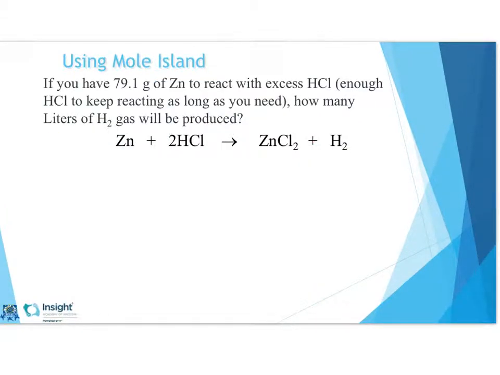Alright, so let's do some practice here. If you have 79.1 grams of zinc to react with excess hydrochloric acid, this is one way of telling you zinc is your limiting reactant. How many liters of hydrogen gas will be produced? So step 1, we need to convert to moles. So we have 79.1 grams of zinc. I want to convert that to moles.